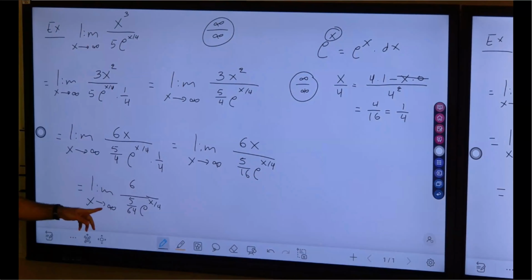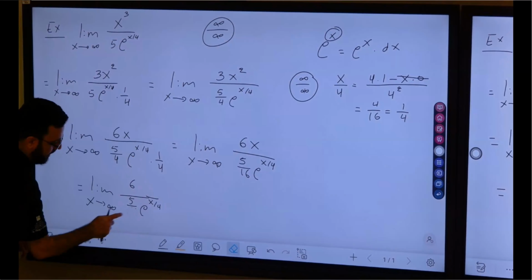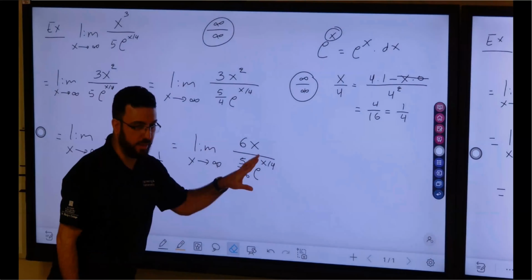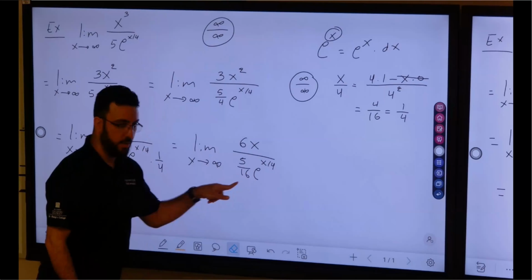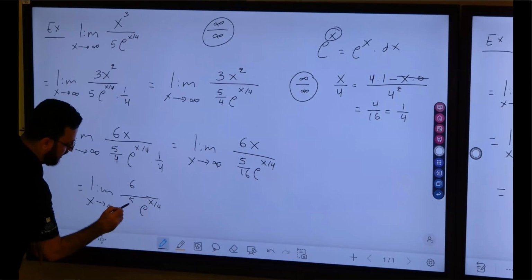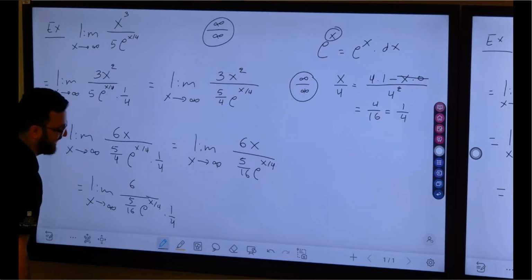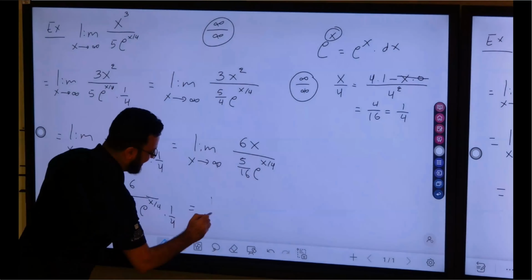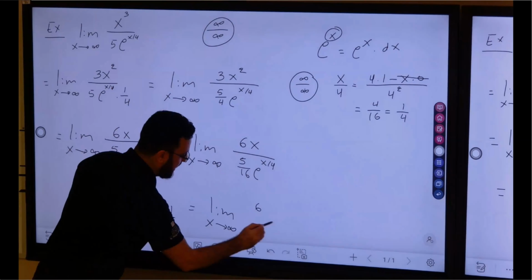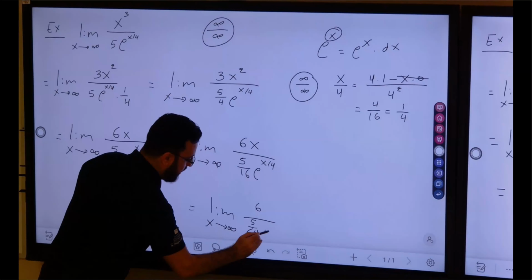Wouldn't it already be 6 on the side? Wait, think about this one. On this one, I'm going to find the derivative again of this part. So 5 over 16 times 1 over 4. Oh, I see. You got it? Yeah, I got it. So the limit as x approaches infinity will be 6 over 5 over 64 e to the x over 4.